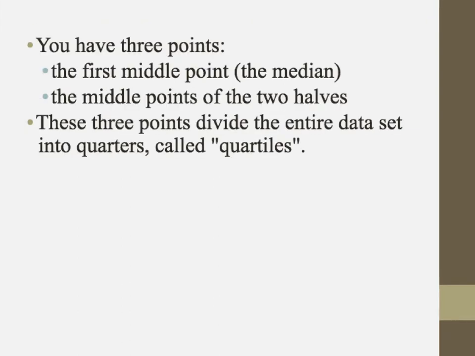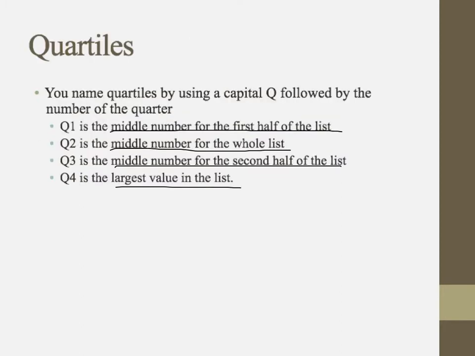Within the box, we're going to have 3 points that we're going to focus on. The first middle point is going to be our median, and then we're going to do the middle point of the two halves. So we're going to do the medians of those halves. And these 3 points are going to divide our box and whisker plot into 4 different quarters that are called quartiles. So you're going to need to fill in your blanks on your note sheet.